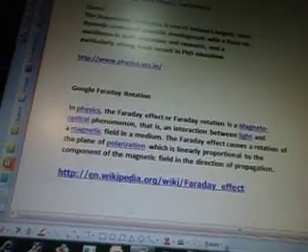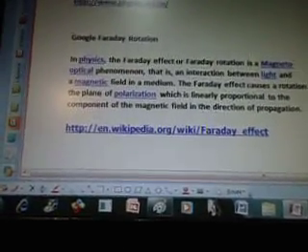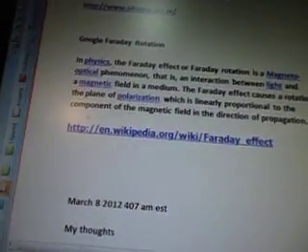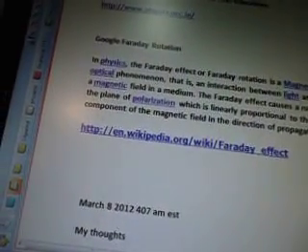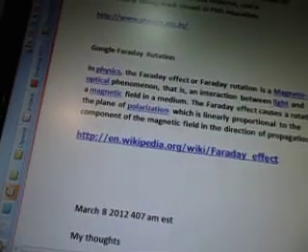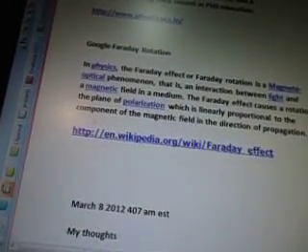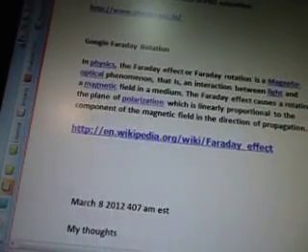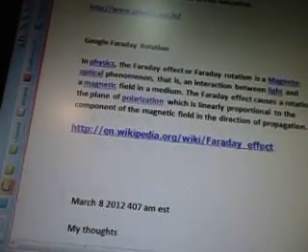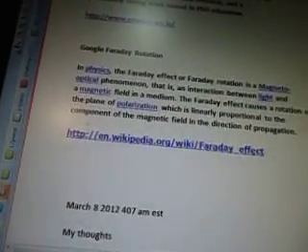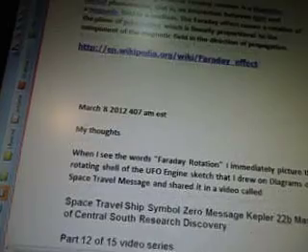So I'm going to Google Faraday rotation. I want to know what it is. In physics, the Faraday effect or Faraday rotation is a magneto-optical phenomenon. That is an interaction between light and a magnetic field in the medium. The Faraday effect causes a rotation of the plane of polarization, which is linearly proportional to the component of the magnetic field in the direction of propagation.